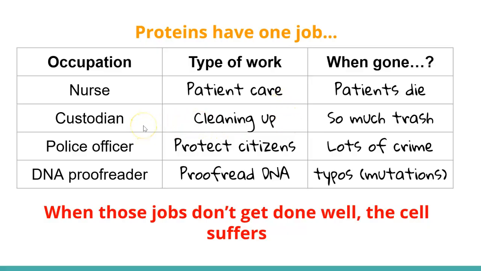If our custodians decided to just walk out on us, we would have so much trash in our rooms. We'd have to do some of that cleanup ourselves. So very thankful for our custodians. We would have a lot of crime if we didn't have police officers. And if the DNA proofreader was gone, we might have some typos, otherwise known as mutations, in our DNA. Just like these different occupations, each protein has one job, and when they don't do it, there are consequences. When those jobs don't get done well or at all, the cell suffers.